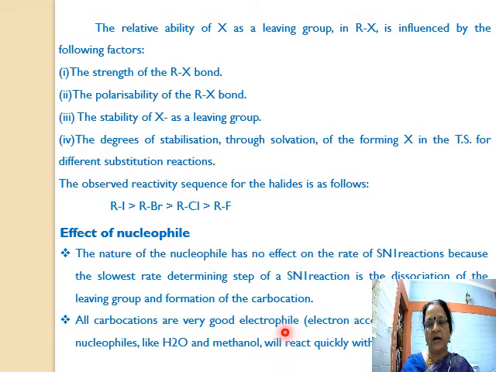So naturally they will be hungry for the nucleophile, right? So they will react immediately to give the corresponding product. So this is the point about the nucleophile. The nature of the nucleophile has no effect on the rate of the SN1 reaction.